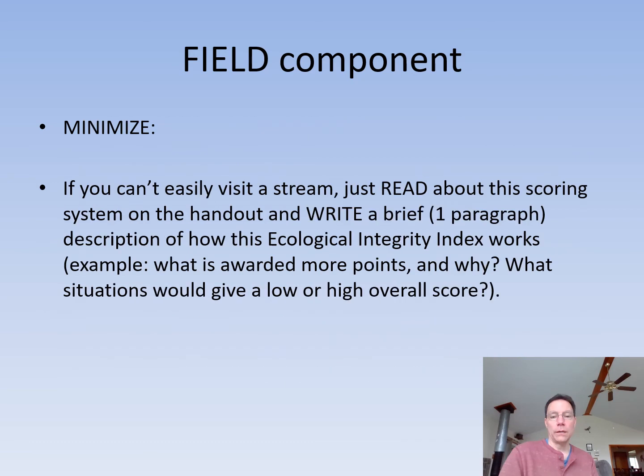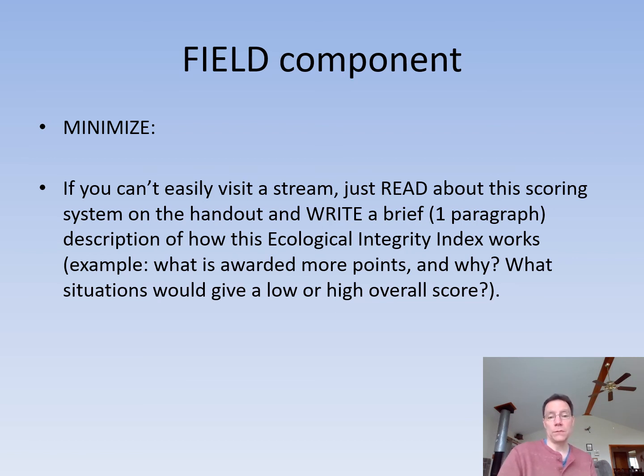If you are not able to go to a stream or you just don't want to, you can minimize this part. So how you minimize it is you're going to look at the same document and just read it. Read and look at the score sheet and read the 8 pages about how it works and how things are assigned scores, and give me a 1-paragraph description of how this ecological integrity index works.